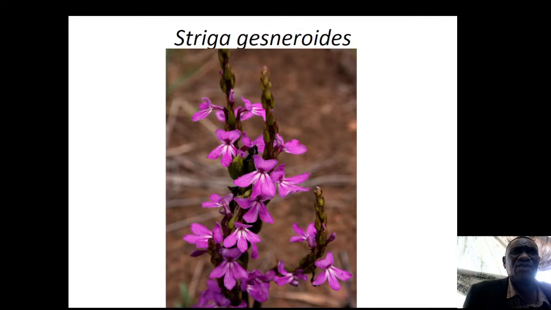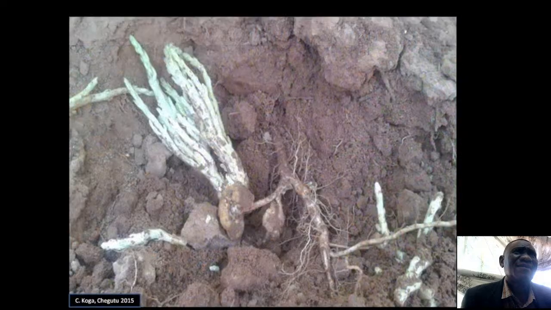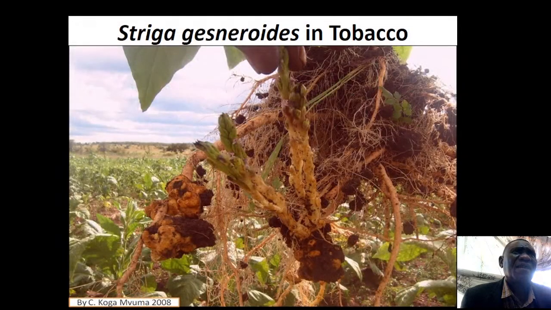This one is the Striga gesneroides. In this country, it attacks tobacco, but in some countries they find it on cowpea. Again, Striga gesneroides at flowering. Again, the same weed. This is the uprooted Striga gesneroides, showing the attachments to the tobacco.